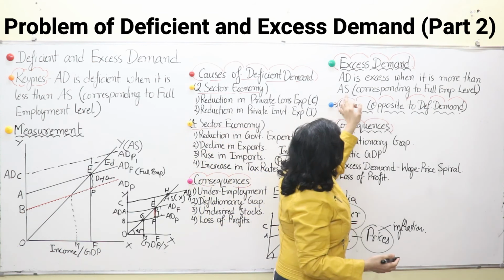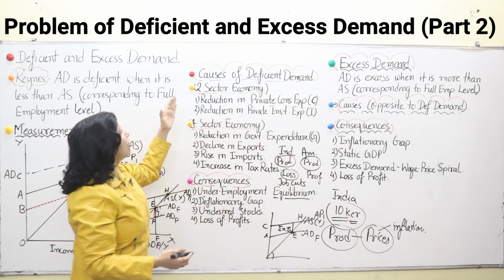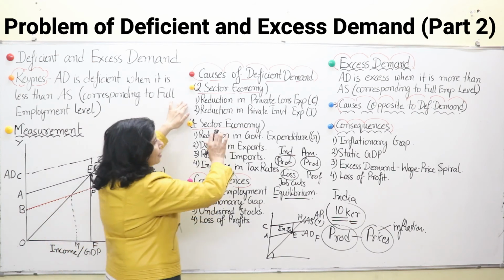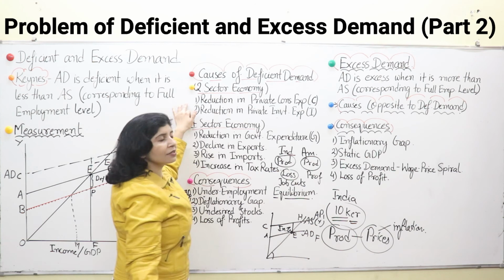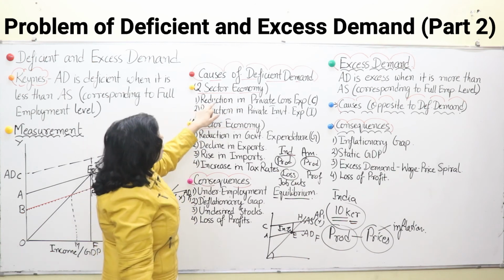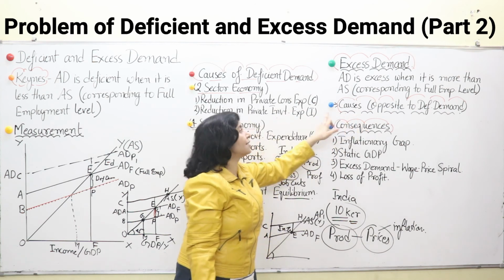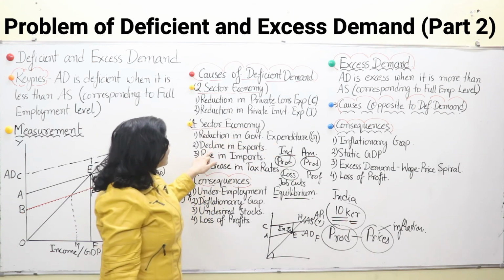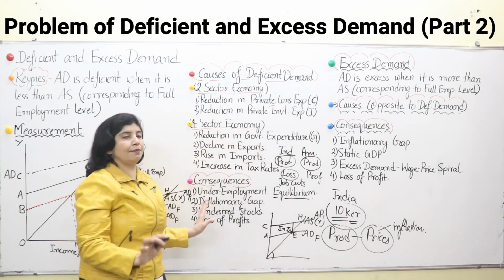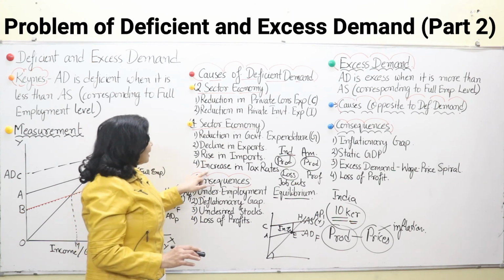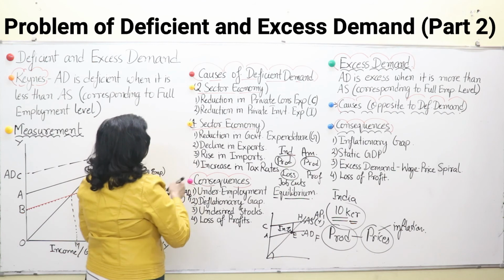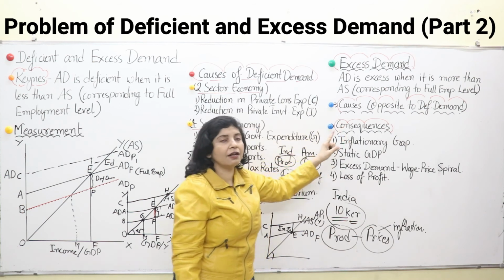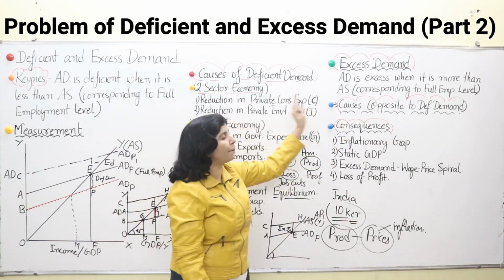We have already discussed that the causes of excess demand are opposite to the causes of deficient demand. There, reduction was happening in every case. Here you can write causes opposite to deficient demand. What are the causes of excess demand? Increase in private consumption expenditure. Increase in private investment expenditure. Increase in government expenditure. Increase in exports. Decrease in imports, and decrease in tax rates. So these two things will decrease, and all the others will increase. You can write the causes over here. I have not repeated the causes; you just have to write the opposite causes.